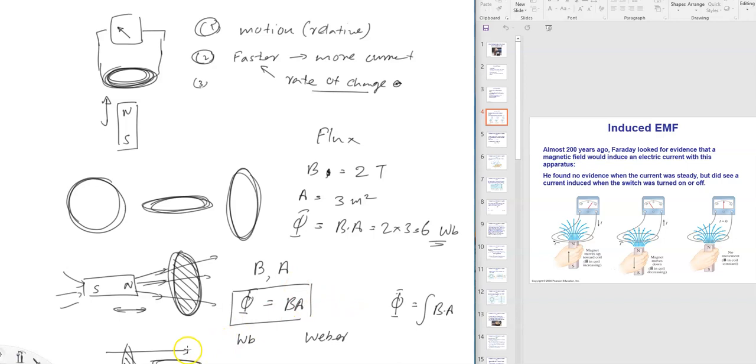If it is at some angle, you have to get the perpendicular component. So we'll come to that in a minute. What you need to understand is to have the maximum flux, the area has to be perpendicular. Okay, so moving on.